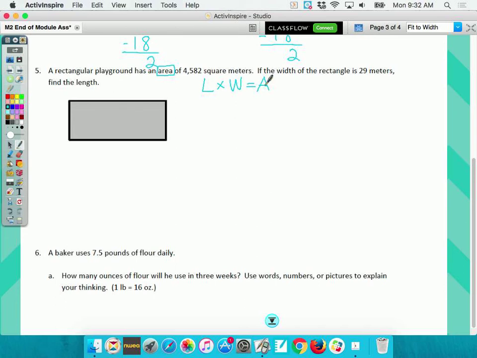Okay, it says a rectangular playground has an area of 4,582 square meters. If the width of the rectangle is 29 meters, what is the length? So here's what we label. And yes, you're going to get a point for labeling this. What if you forget to label it? Then you'll miss one. Does it count it wrong? Yes.